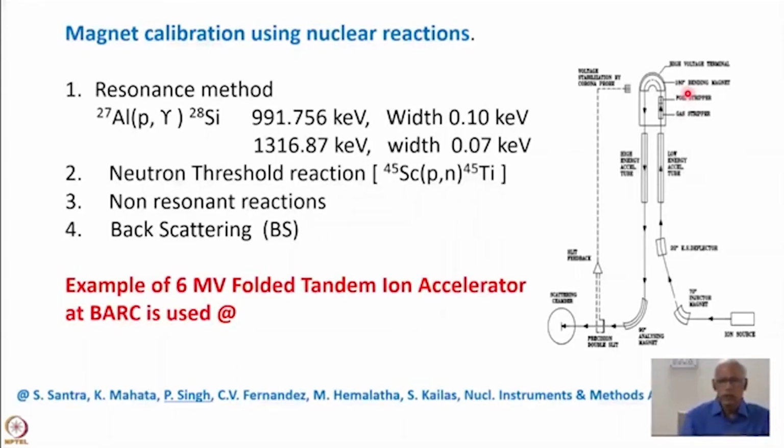So this is one case where resonances are used, and resonances are used because the location of the peak, that means the magnetic field, which corresponds to energy, can be determined very precisely. So aluminum-27 (p,gamma) at 992 keV and 17 keV, these resonances are very widely used for this kind of thing. So we also use them to calibrate our magnet in the 6 million volt Pelletron.